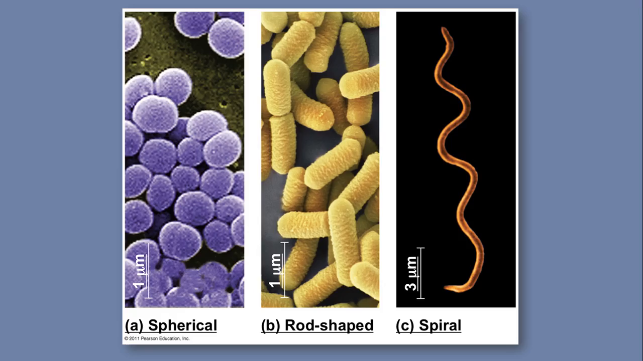Here's just another, closer image of those same bacterial shapes. The spherical one is cocci, the scientific name for it, but as you can see, it's circles. Rod shape is the same thing as bacillus, and it actually has those rod shapes. And then the spiral or spiralis has the spiral shape.